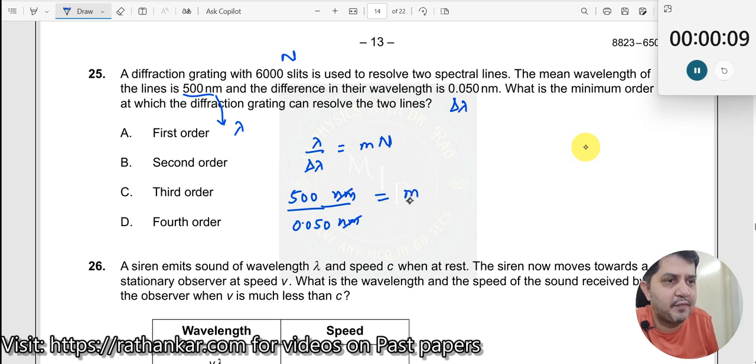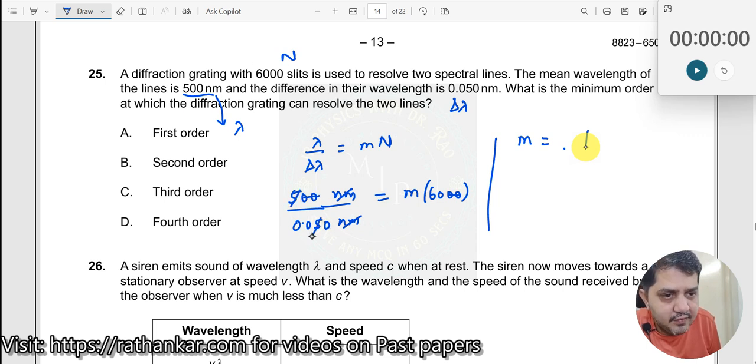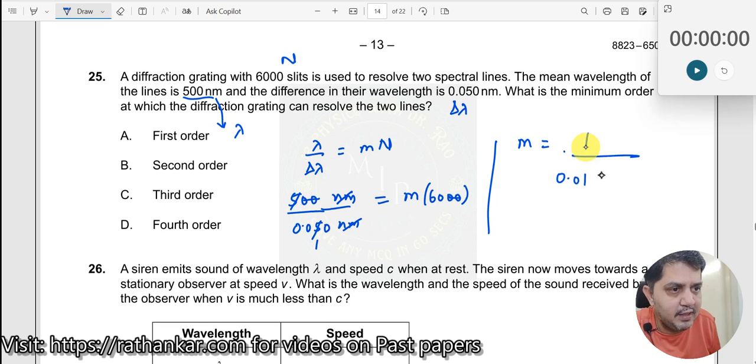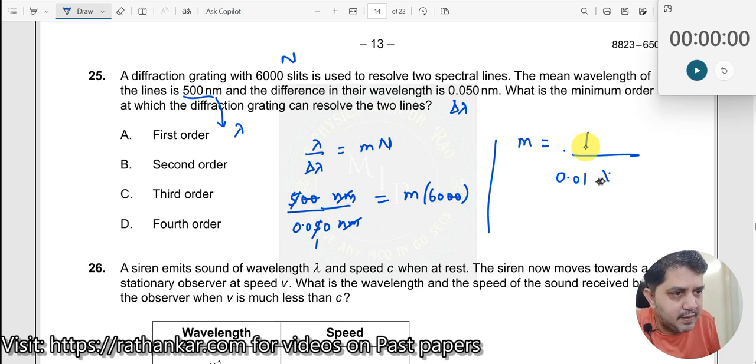I do not know this value of m, and n is 6000. 6000 is already given to you. So cancel the zeros here. I get the value of m should be equal to 1 by 0.01 multiplied by 60. When I do this, what do I get here? This is 1 by 100 and this is 60. So automatically this will be 1 by 0.6.